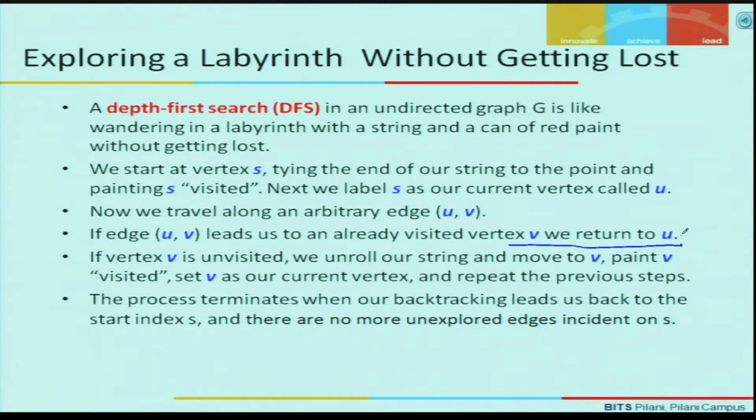That means we have reached a dead end, and a dead end means a vertex where there are no unexplored edges. As we reach that, we keep backtracking and this backtracking leads us back to S, and we see that there are no more unexplored edges incident on S. So, depth first search is going to terminate at that particular stage.